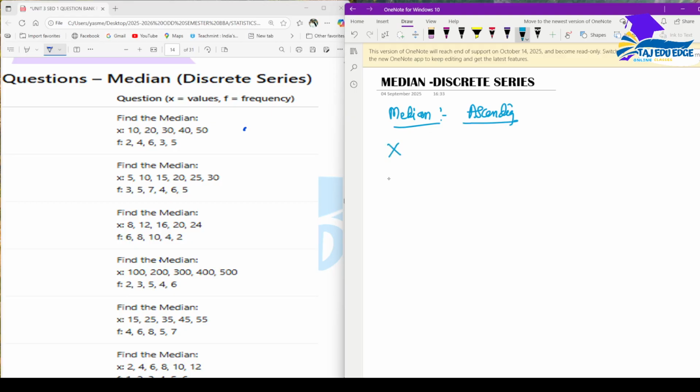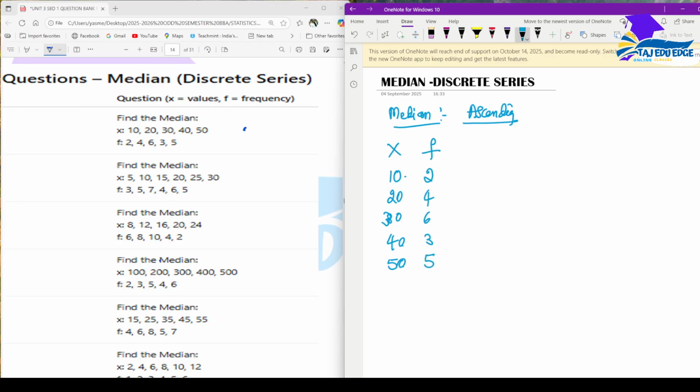X, they have already put it into ascending order. We don't need to take so much stress. 10, after that 20, 30, 40 and 50. Ascending order means smallest to largest number. You can see 10 is smallest, then 20, 30, 40, 50, right? This is smallest to largest. Okay, x is given, f is given: 2, 4, 6, 3, 5.